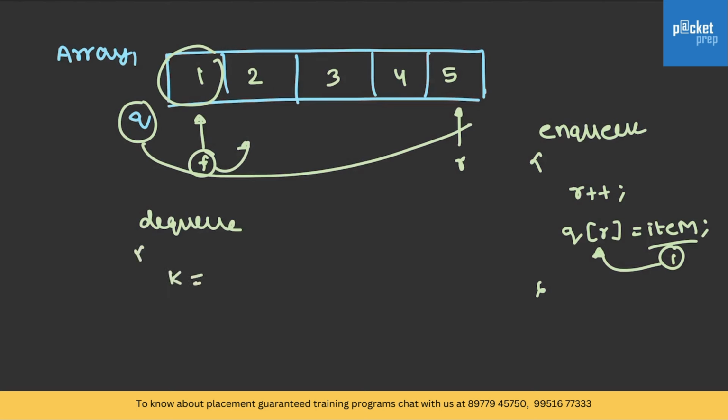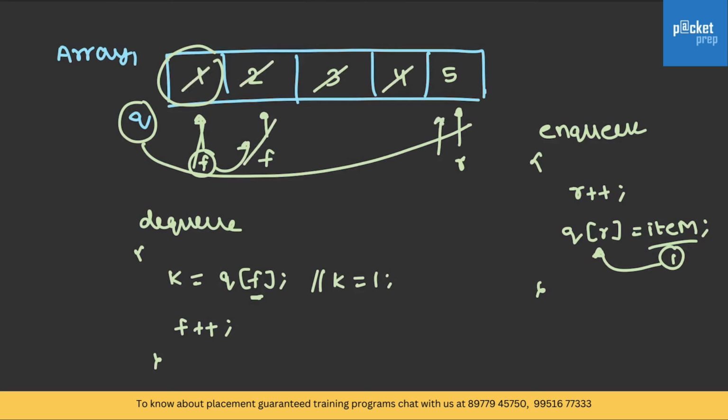So let's say I am taking it to an integer k, q of front. So k will actually be having 1 in this case and then I need to increment the front pointer also. So front plus plus. This will take the front pointer to this case and I repeat this operation. So I have dequeued 1, 2, 3, 4 and let's say the front pointer is here. And if I want to dequeue further, front will try to access a memory location which has not been initialized by the array, or it is out of bound.